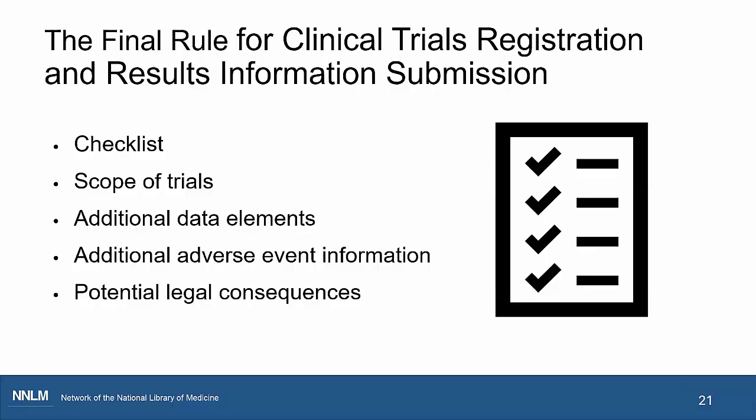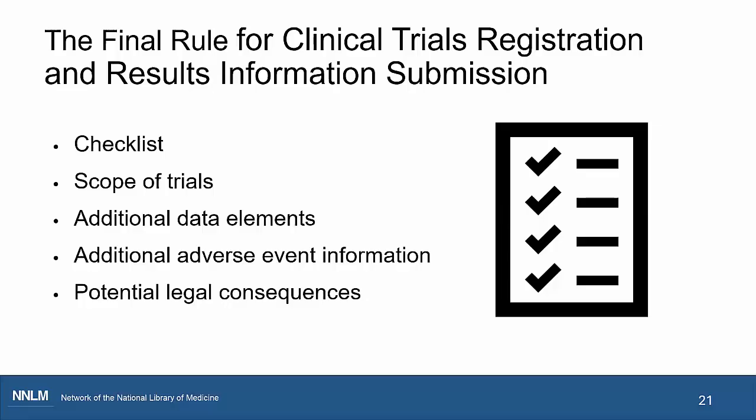So let's look at the final rule for clinical trials registration and results information submission in greater detail. Henceforth, we're calling it the final rule. The final rule provides a checklist for evaluating which clinical trials are subject to the regulations and who is responsible for submitting the required information. It expands the scope of trials for which summary results information must be submitted to include trials involving FDA-regulated products that have not yet been approved, licensed, or cleared by the FDA.